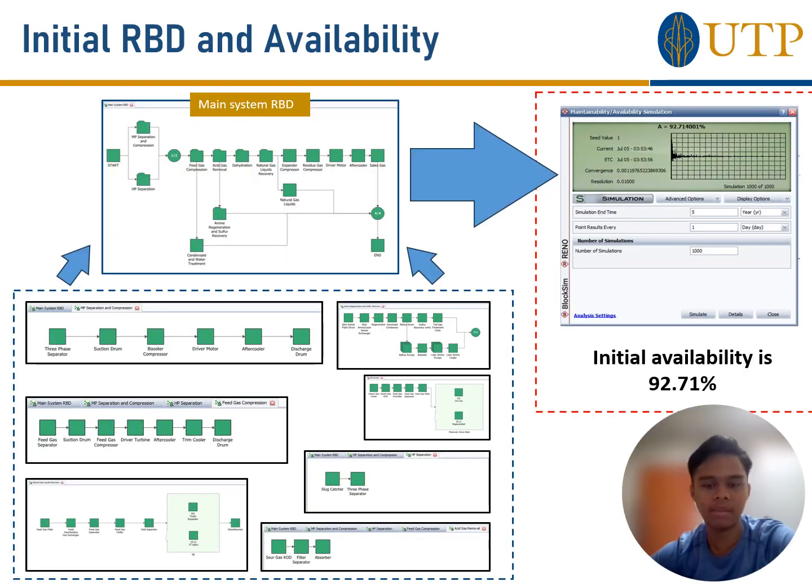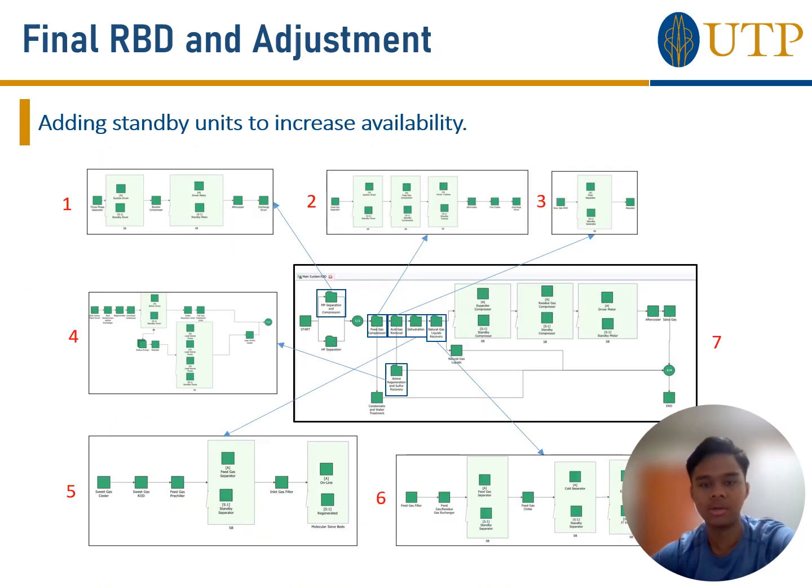By inputting the best fit Weibull or lognormal for every TTF and also the MTTR, this is our RBD and this is our initial availability, which is 92.71%. To increase the availability to 99%, we did adjustments which only include adding standby units. So here we have 7 subsystems that have the new standby units.